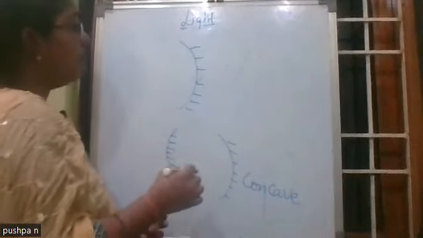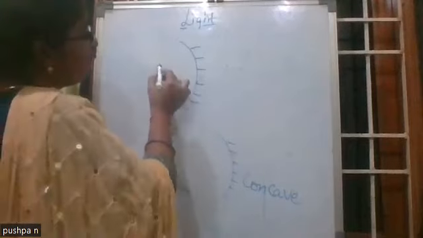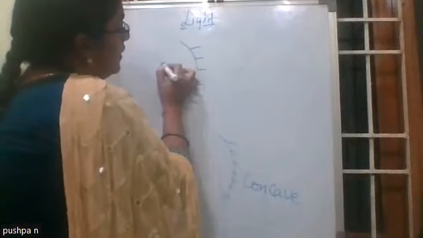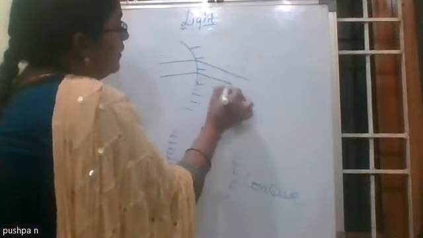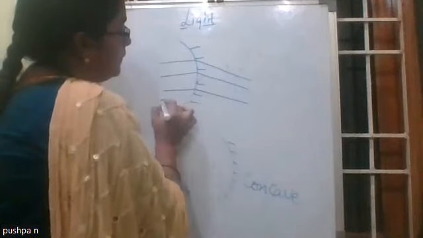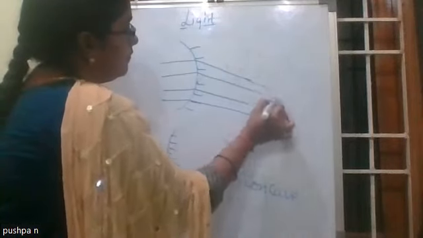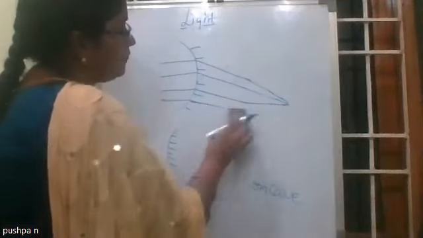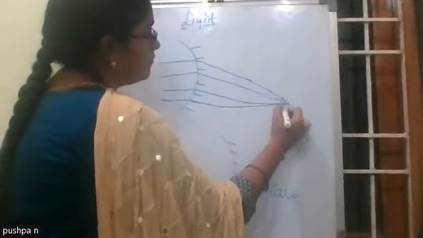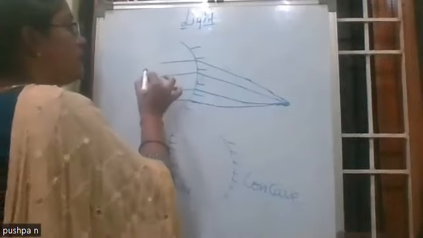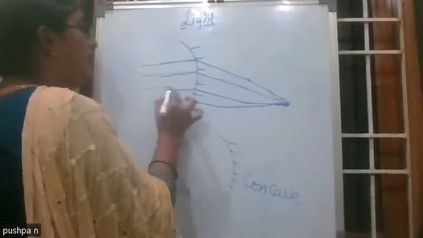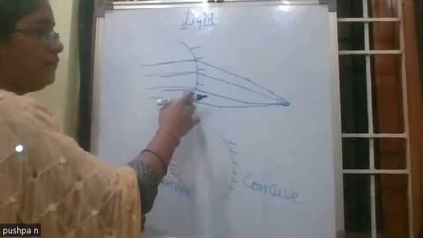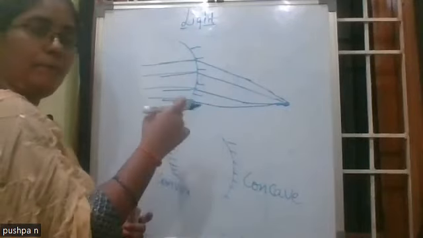Here, if you observe the concave lens, what happens to it? Let's suppose these rays will all be focused at a particular point. Let's draw parallel lines to this. Here, what happens? The image will be formed at the back of the mirror, beyond the mirror.